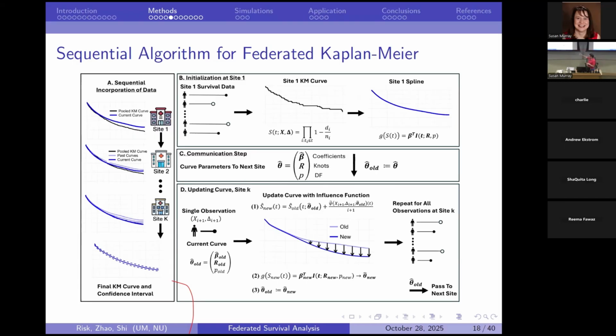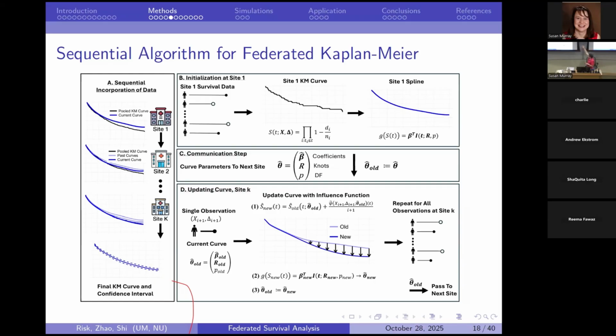So I'm going to get you first to look at panel A. That shows the sequential incorporation of data that happens across sites. So you can see that as we go on, as you saw in the animation, we get closer and closer to the true survival curve. When I say true survival curve, I mean the survival curve that we would have if we were able to pool all the individual level data from all the sites together.